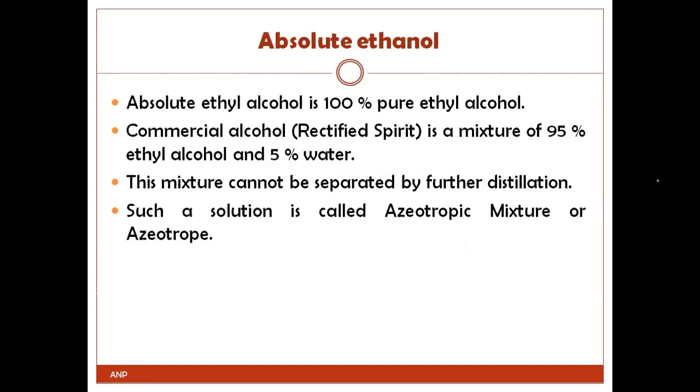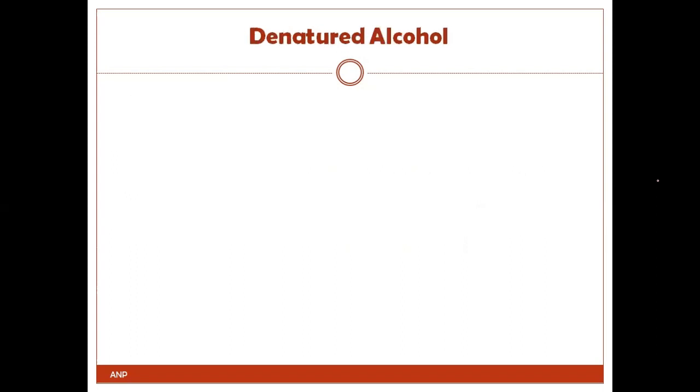Absolute ethanol. Absolute ethyl alcohol is 100% pure ethyl alcohol. Commercial alcohol is a mixture of 95% ethyl alcohol and 5% water. The mixture cannot be separated by further distillation, and such a solution is called an azeotropic mixture or azeotrope.